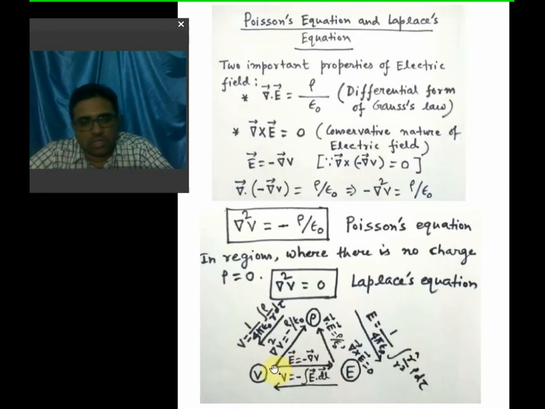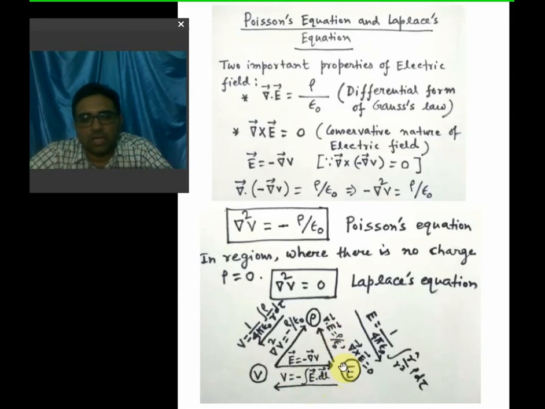Now here the relation between the potential and the electric field is E equal to minus grad V. So if we know the potential, we can find out the electric field using this gradient form. Now if we know the electric field, then we do this integration from one reference point to the point where we want to find out the potential, so the limit of this integration will be like that, and it will be E dot dl. So V equal to minus integration of E dot dl.